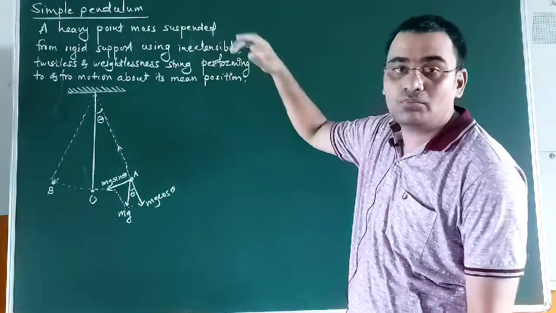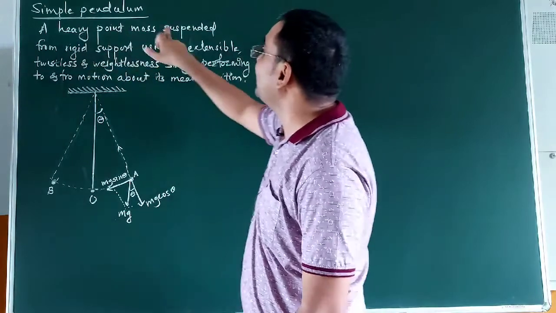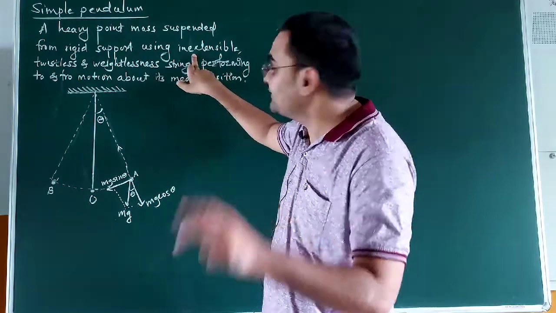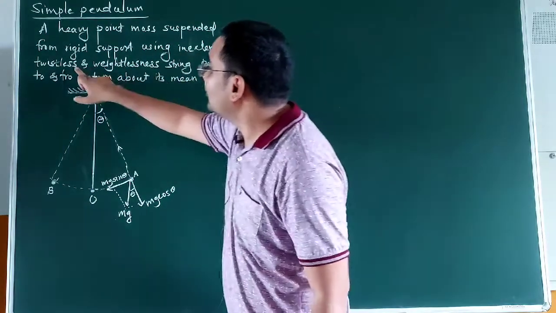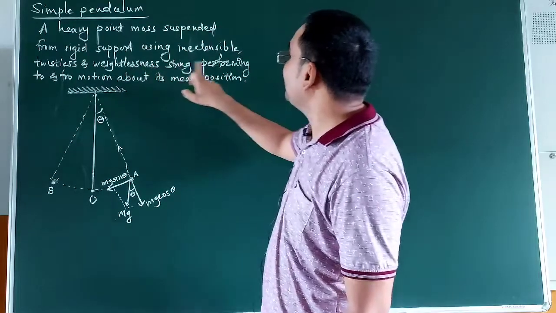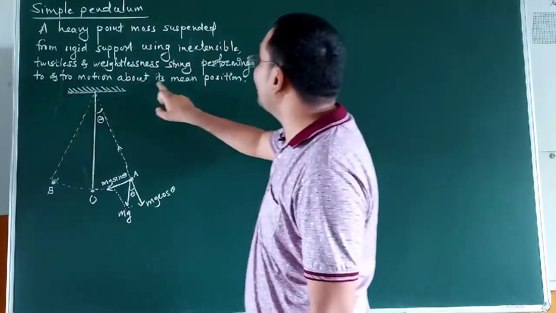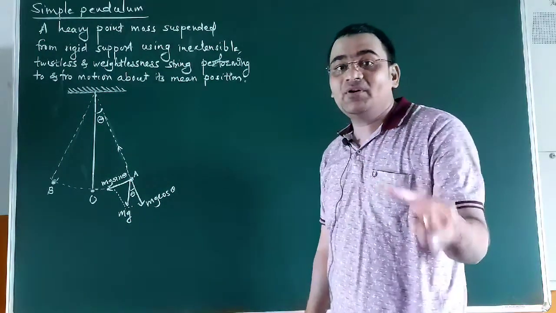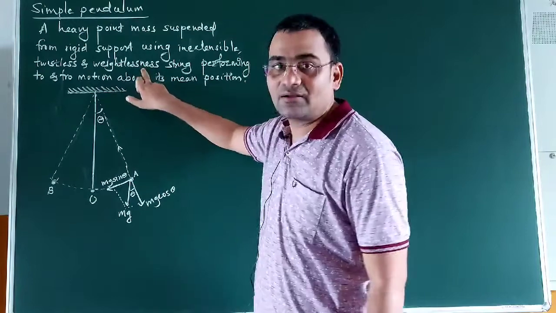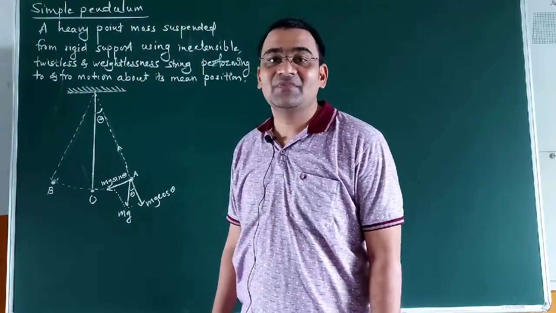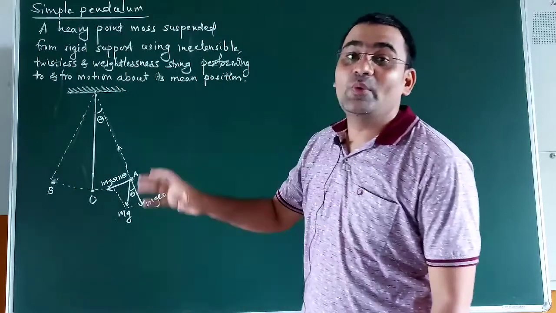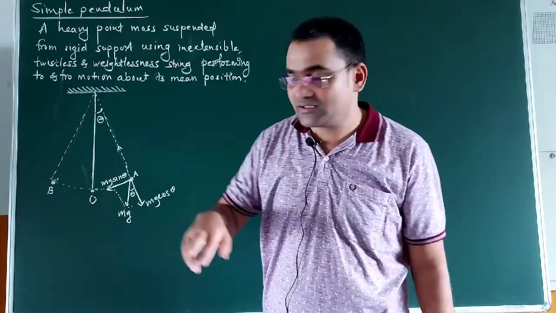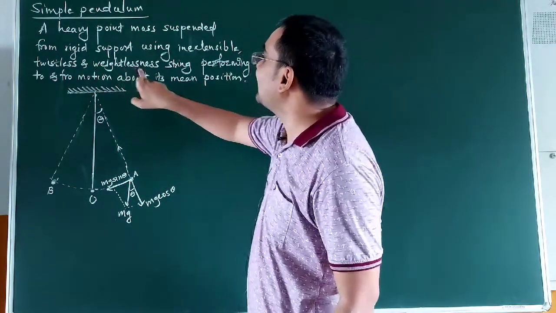I have already written the definition on the board. You can see a heavy point mass suspended from a rigid support using, and these are important words here, an inextensible, twistless and weightless string, performing to and fro motion about its mean position, is called a simple pendulum. An ideal simple pendulum should have a weightless string, but in a laboratory simple pendulum, a truly weightless string cannot exist because not a single string has zero weight. Therefore I have written the words weightless string.